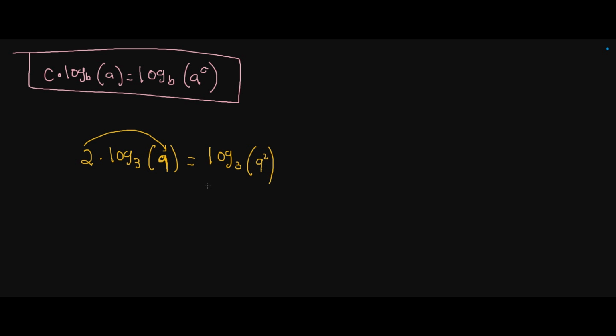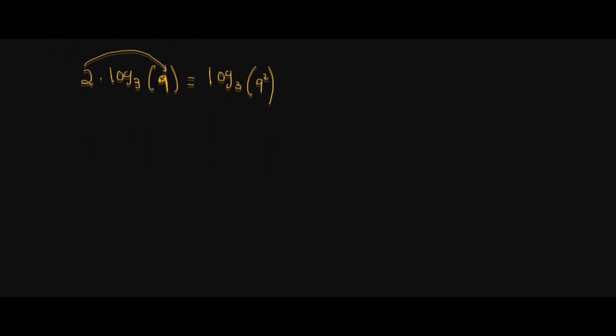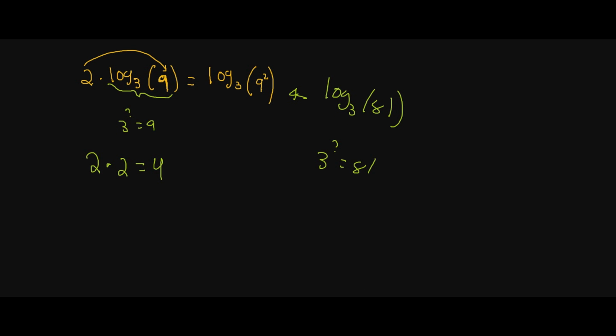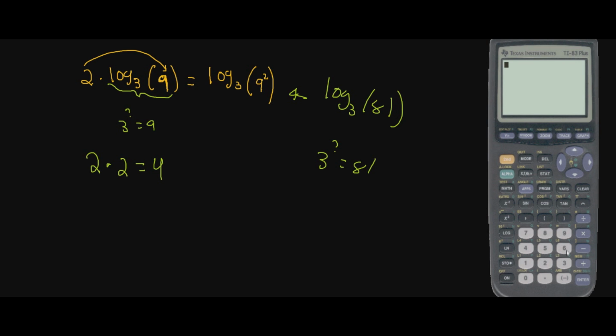Does that make sense? Let's actually try it out and see if this works or not. Let's change colors now. This right here is telling us, 3 raised to what power equals 9? That's 2, right? So we're going to get 2 times 2, which is equal to 4. Let's figure out if this thing equals 4. First of all, this right here is log base 3 of 81. So this is saying 3 raised to what power is 81? This better be 4. Let's pull out the calculator and verify this. 3 raised to the 4th is 81. Perfect.